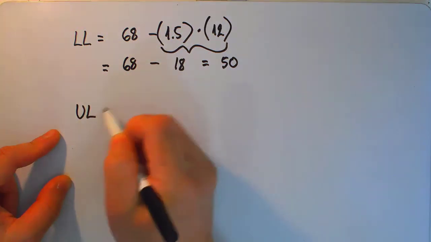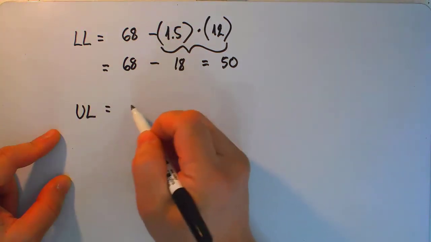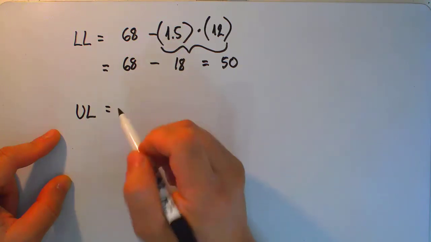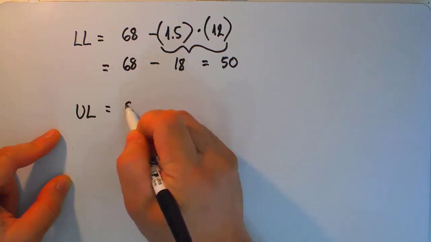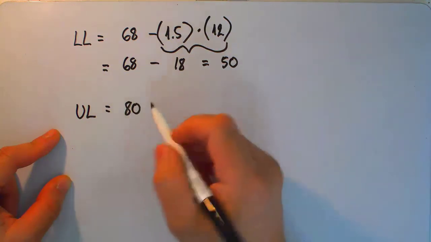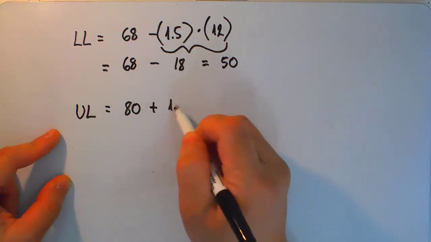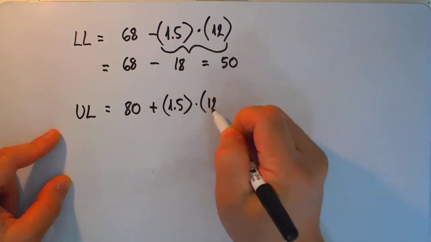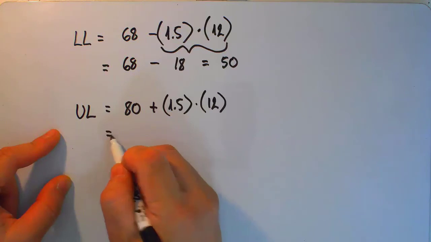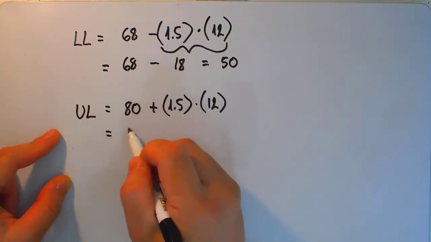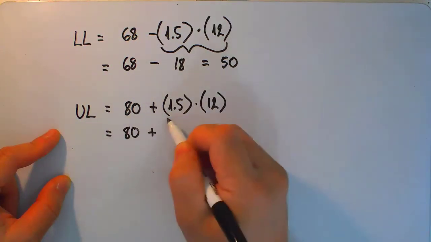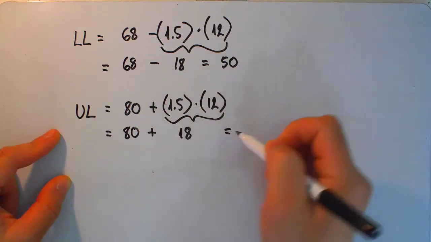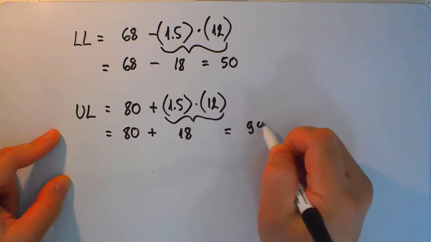Similarly, for my upper limit, the rule says from where Q3 currently is, we add 1.5 times the IQR. Q3 is 80, and I add 1.5 times the IQR we found, 12. Calculating it, I'm looking at 80 plus the product of 1.5 and 12, which gives 18. So my upper limit is 98.